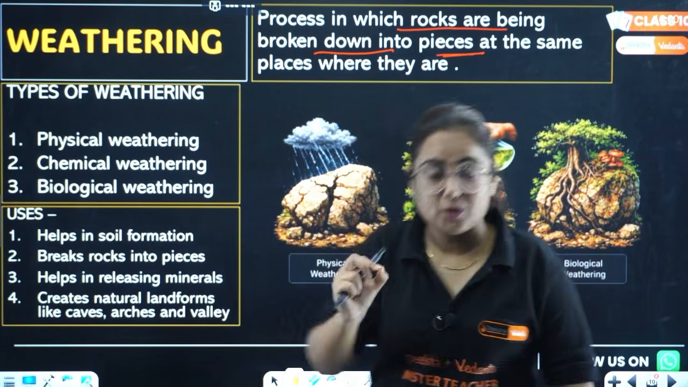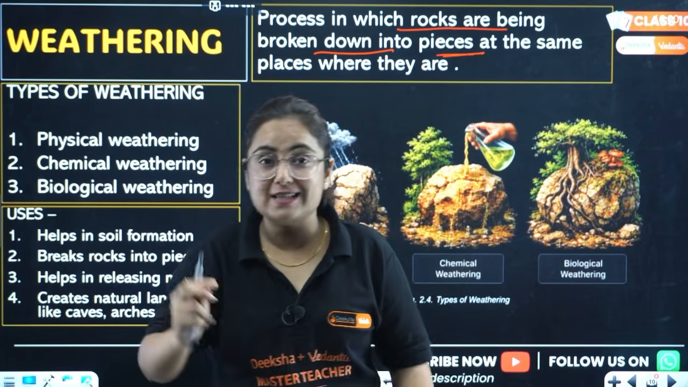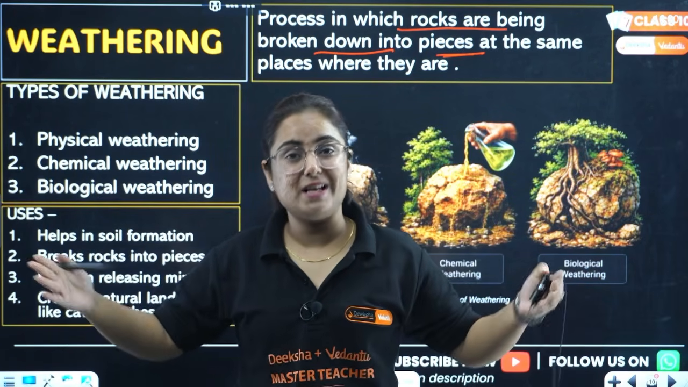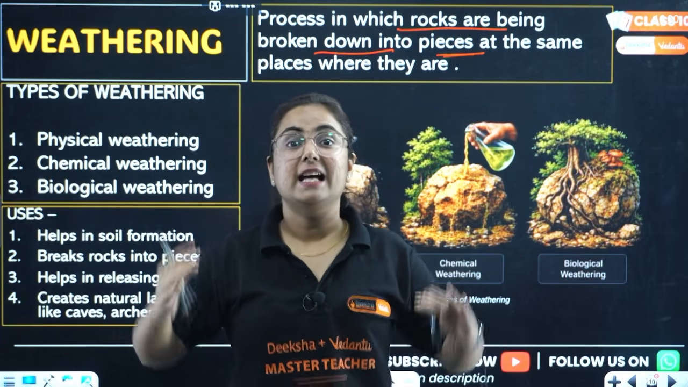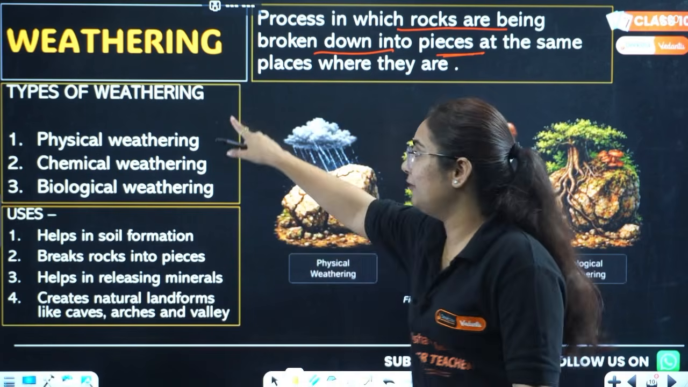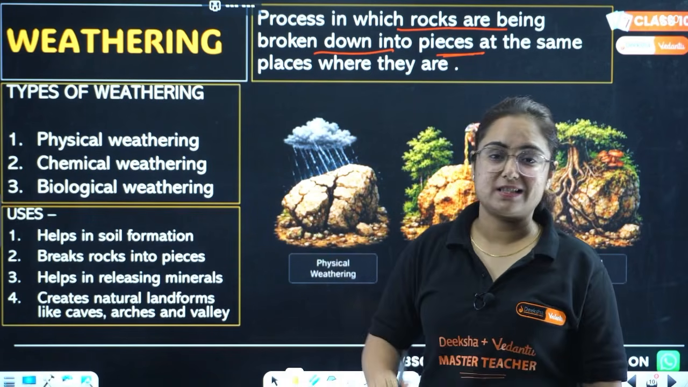So there is a process in which the rocks are broken into pieces, right? Broken into pieces, but the key point here is that they remain in the same place, they do not move. Is this happening? Yes, there are three types of weathering which will help you understand that.